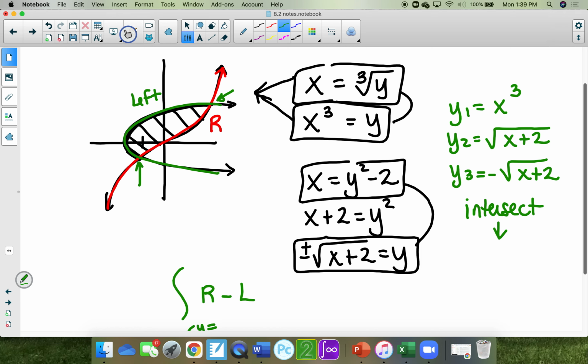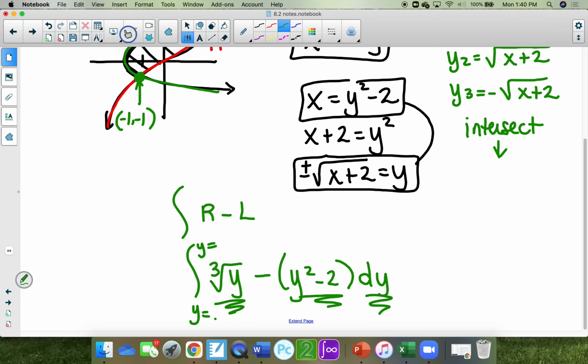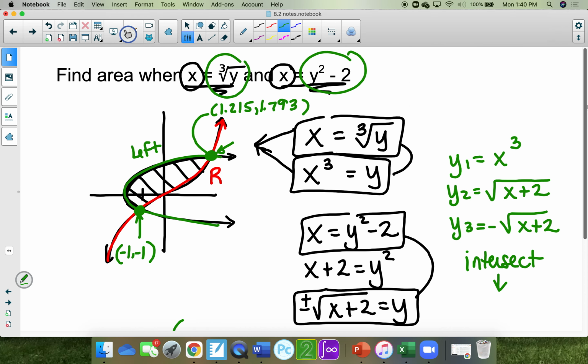And it's going to tell me where they intersect. This spot right here on my graphing calculator is going to say negative 1 and negative 1. And this spot right here is going to say 1.15, comma, 1.793. So my y values are from a negative 1 to 1.7930037. Don't round your limits. Keep your limits all the way out.